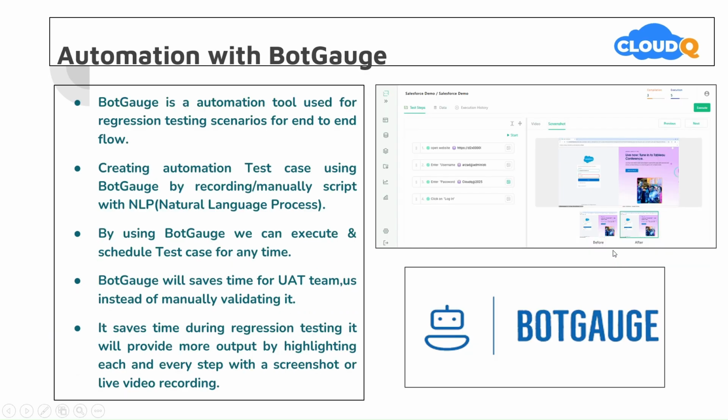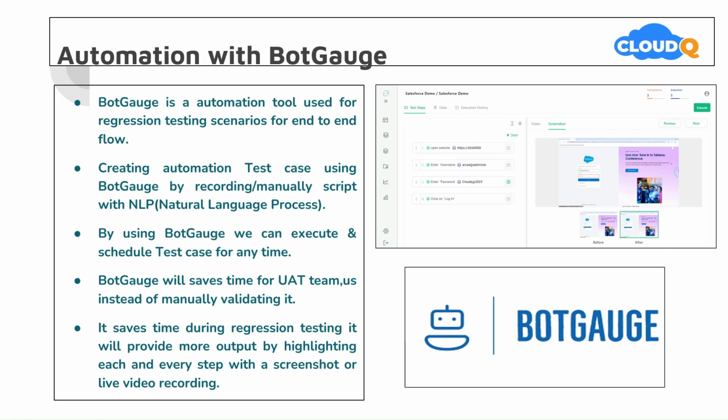Then, the automation with Botcage. Botcage is an automation tool we use mainly for regression testing, especially for checking the end-to-end flow of applications. It allows us to run and schedule tests at any time, even outside of working hours. Botcage helps save time for the QA and UAT teams by automating repetitive testing tasks instead of doing them manually.